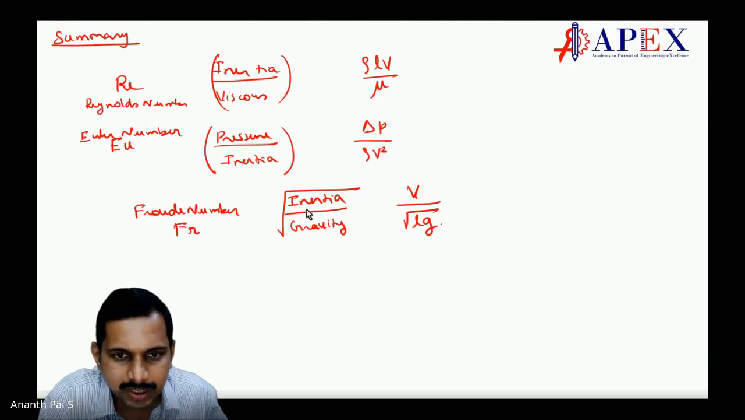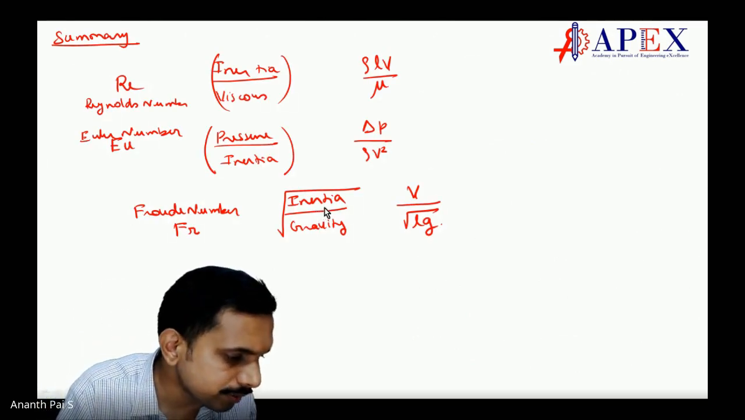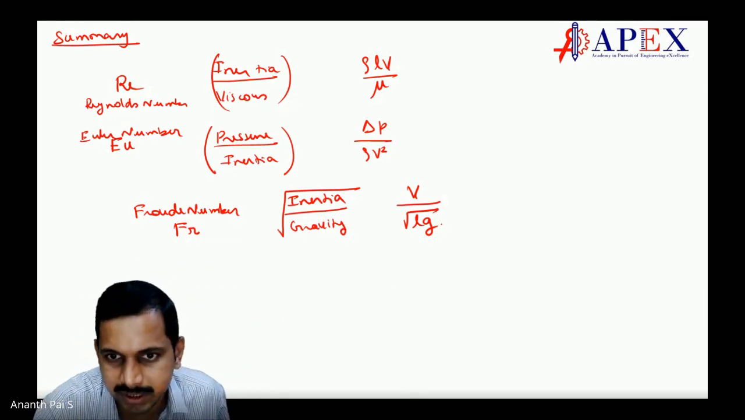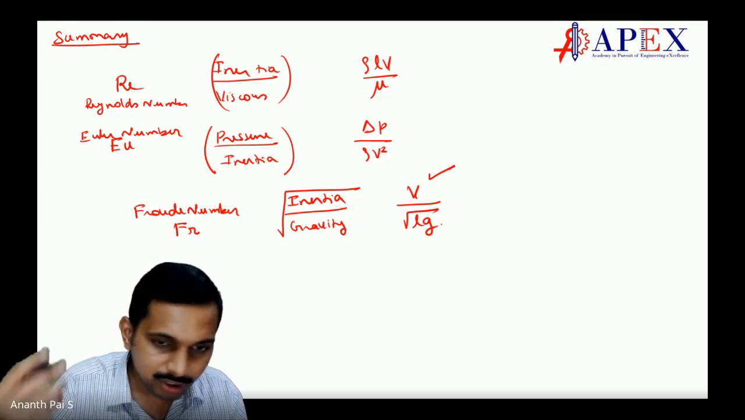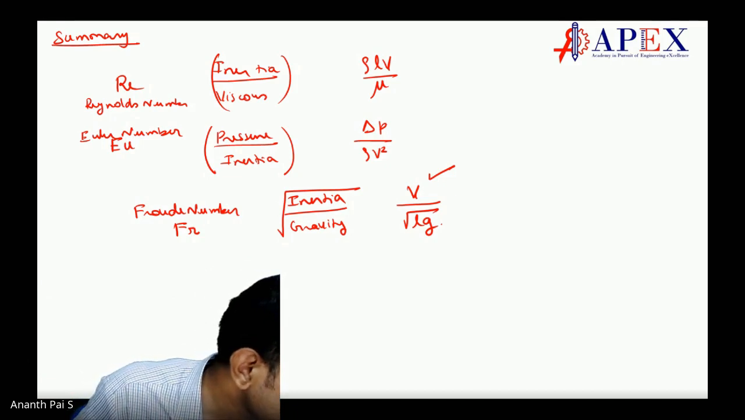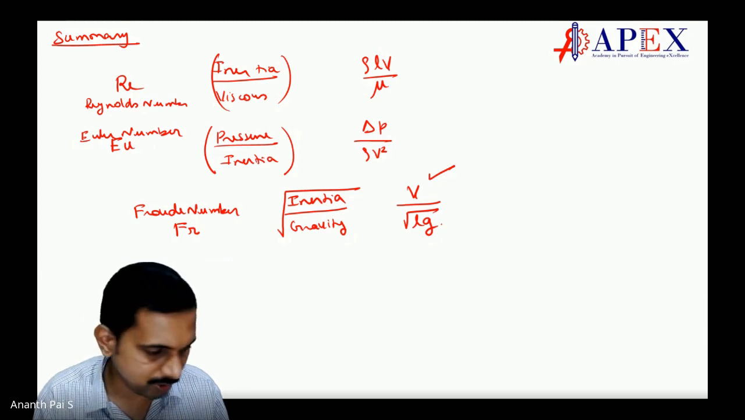Inertia force in the numerator, correct? Yes, numerator, and gravity force in the denominator. So this is the Froude number. This is authentic, students. That time I made a mistake. It is V by root LG. Yes, V by root LG. I made a mistake there.